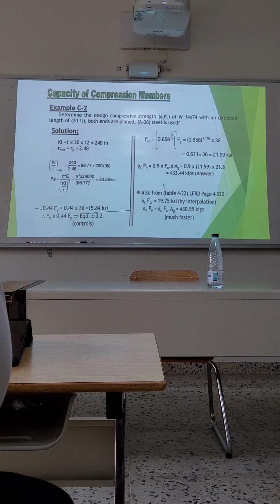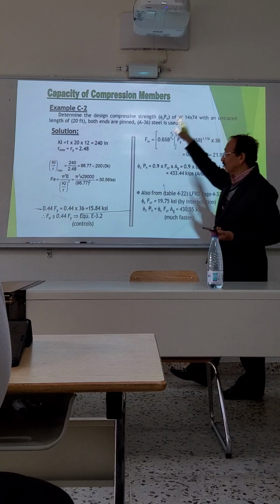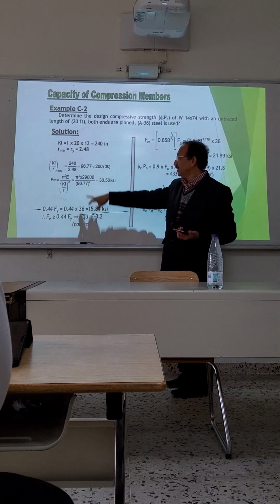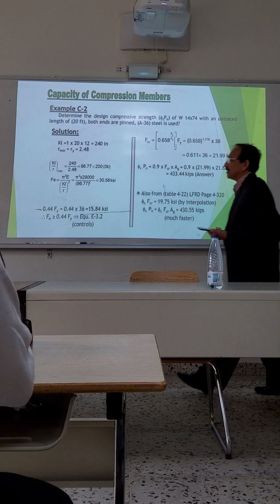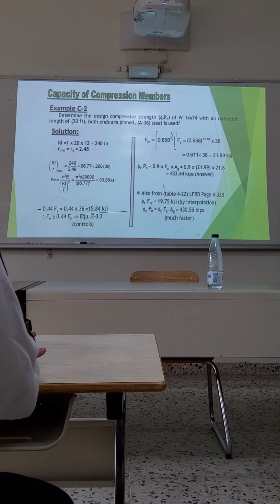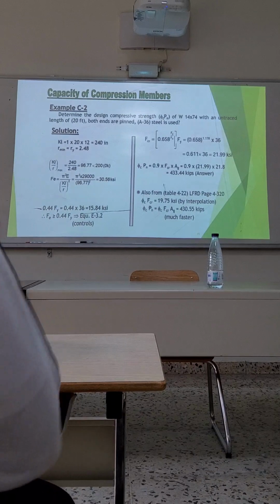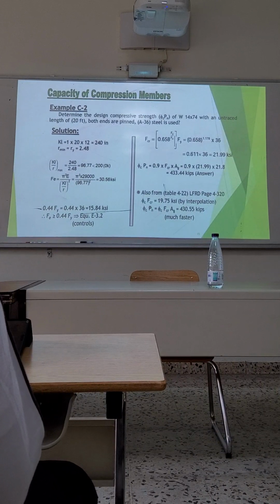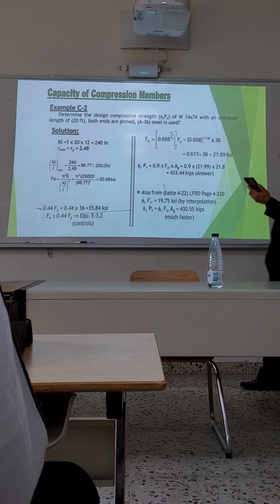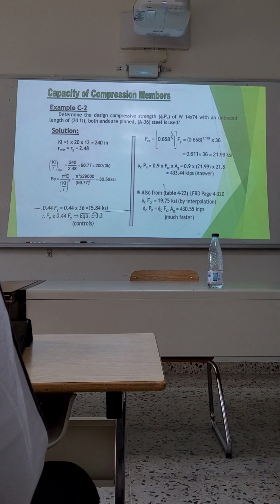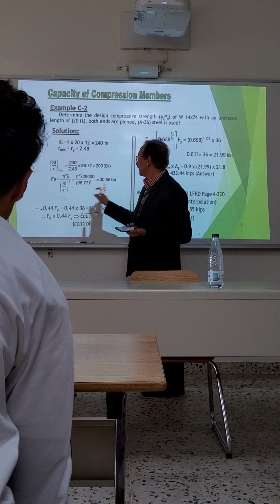The modulus of elasticity is not depending on the section. The E value is the same, whatever the steel grade. E will be 29,000 ksi, or in terms of SI units, 200 GPa. Not grade point average. GPa means gigapascal, G stands for giga. So this value we have got here.